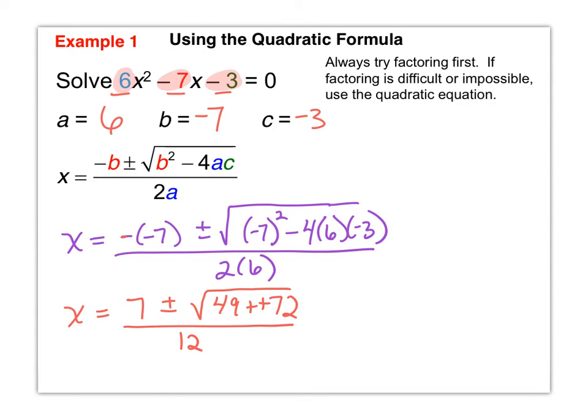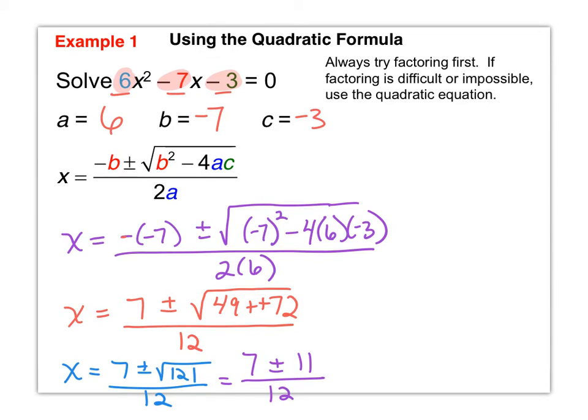Let's continue to simplify, and we get x equals 7 plus or minus the square root of 49 plus 72 is 121, all divided by 12. The square root of 121, that works out nicely to be 11, so we have 7 plus or minus 11, all divided by 12.